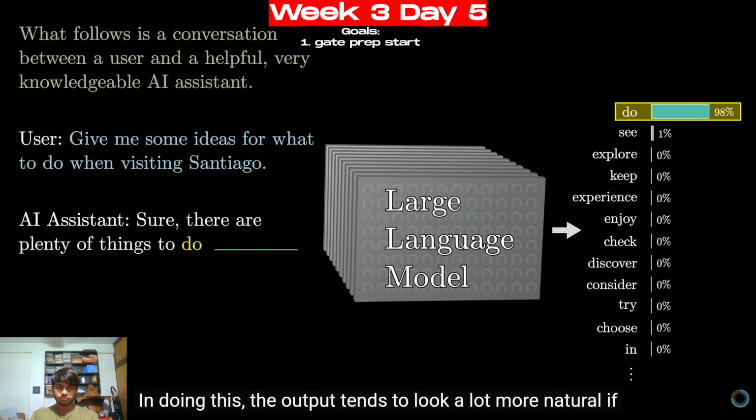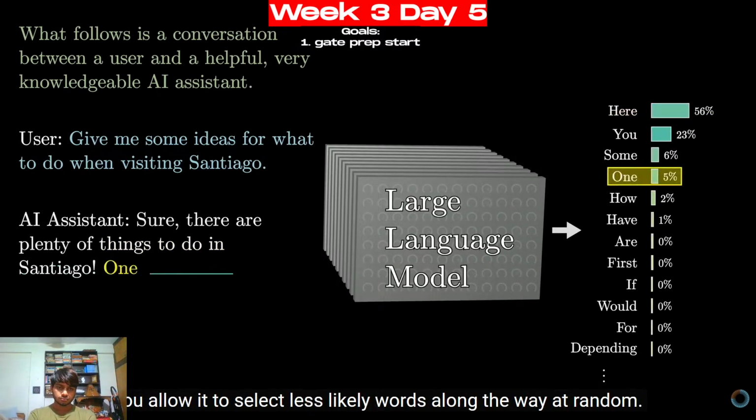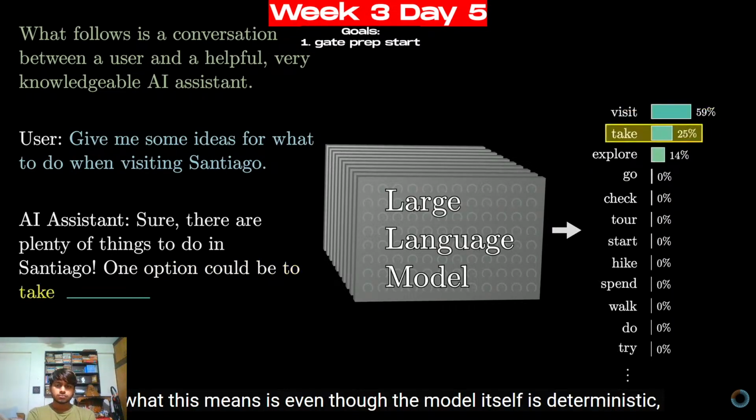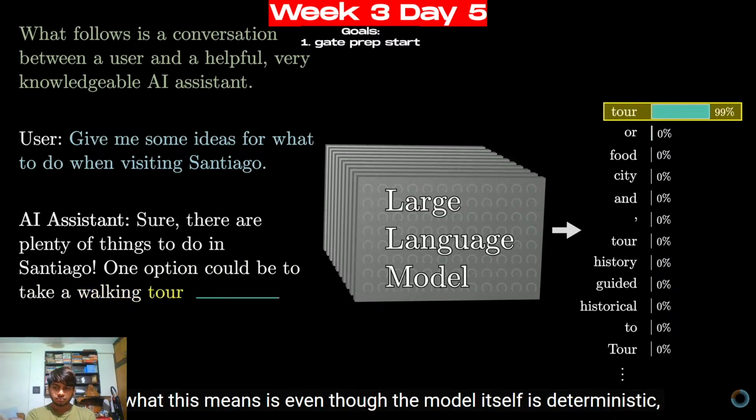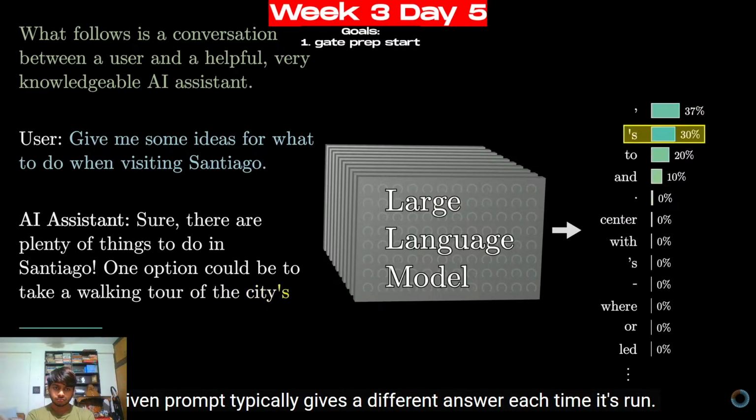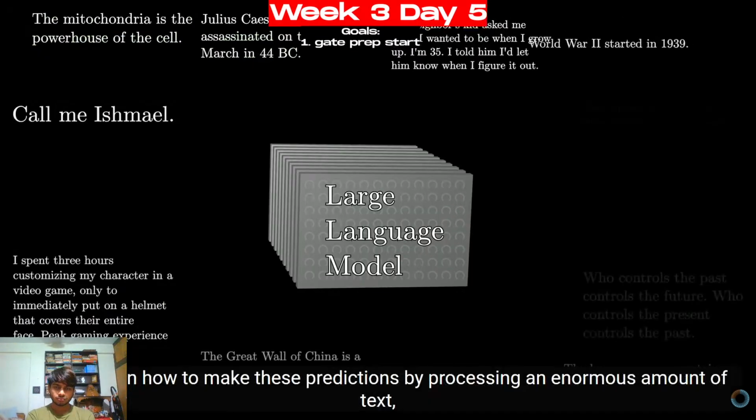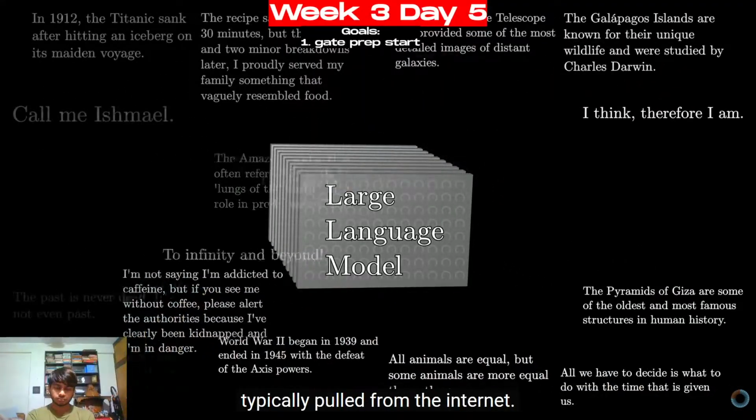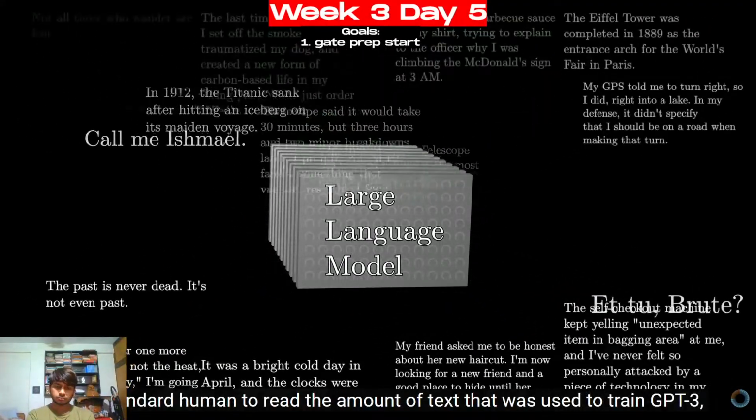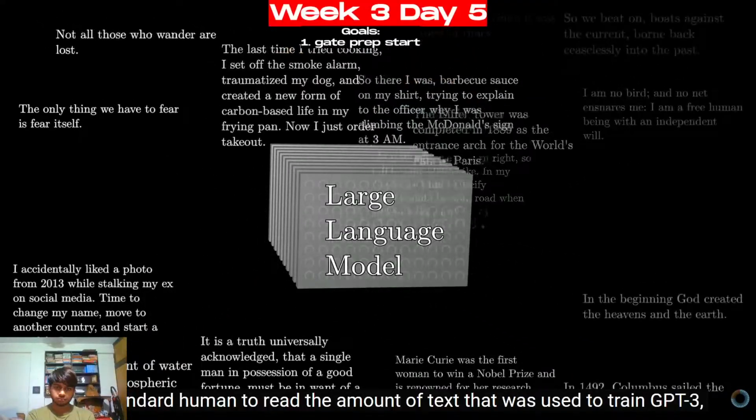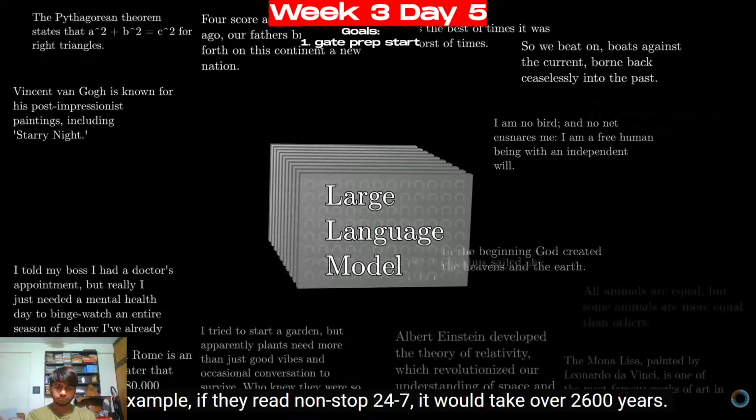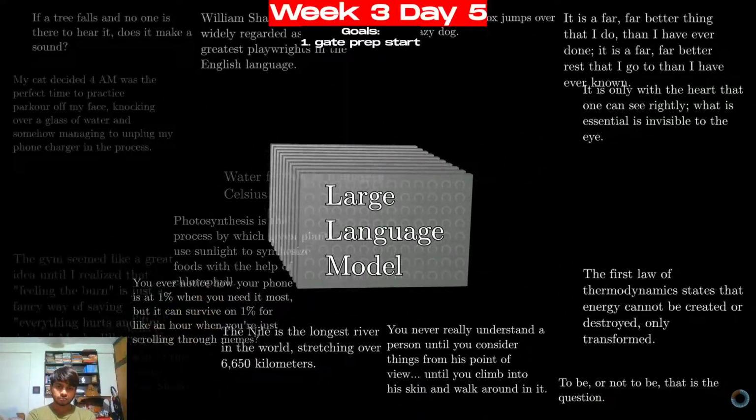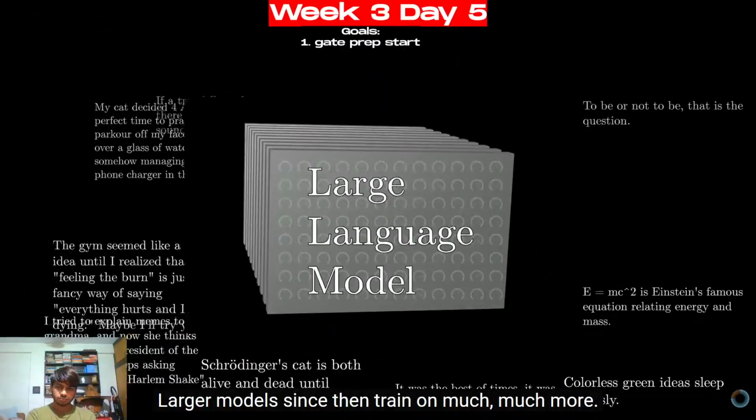In doing this, the output tends to look a lot more natural if you allow it to select less likely words along the way at random. So what this means is even though the model itself is deterministic, a given prompt typically gives a different answer each time it's run. Models learn how to make these predictions by processing an enormous amount of text, typically pulled from the internet. For a standard human to read the amount of text that was used to train GPT-3, for example, if they read nonstop 24/7, it would take over 2,600 years. Larger models since then train on much, much more.